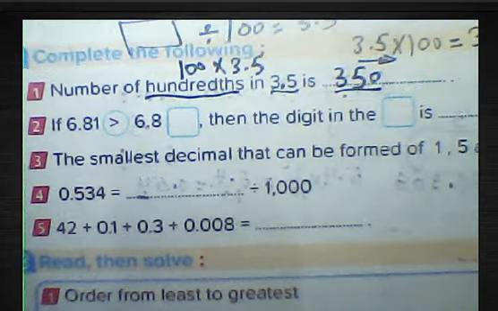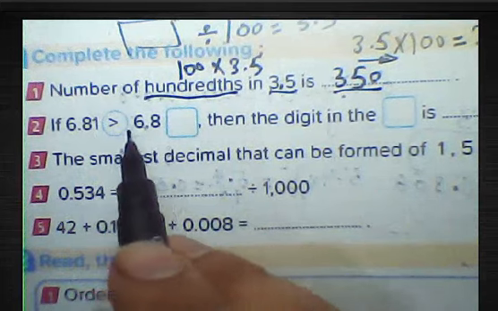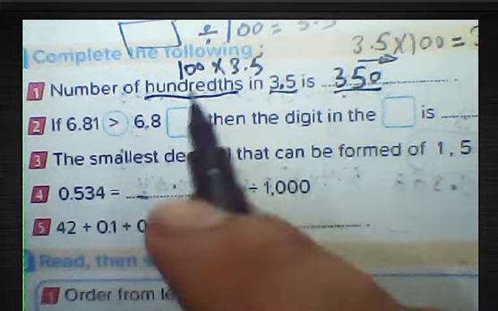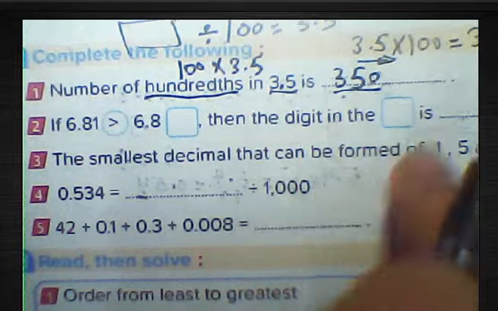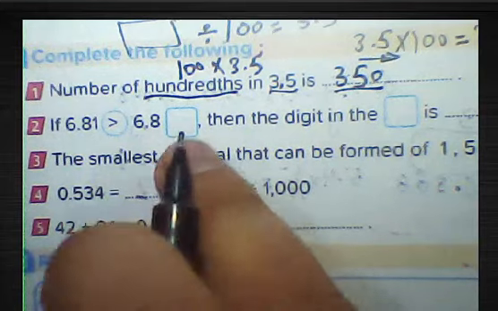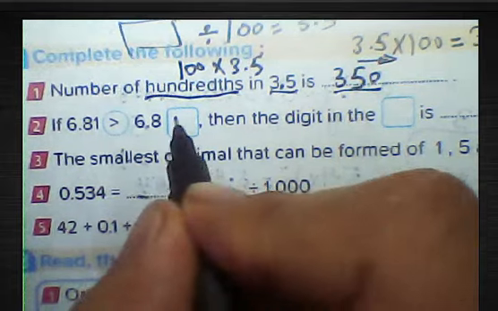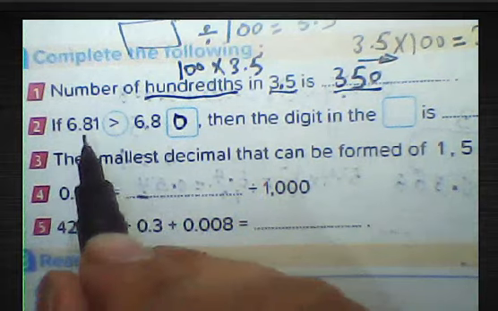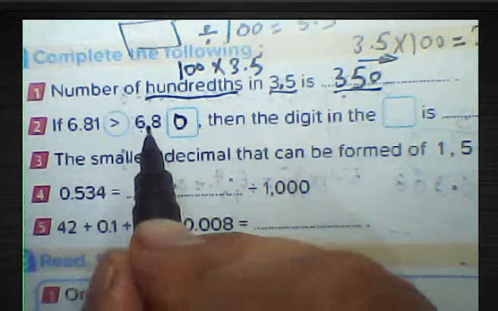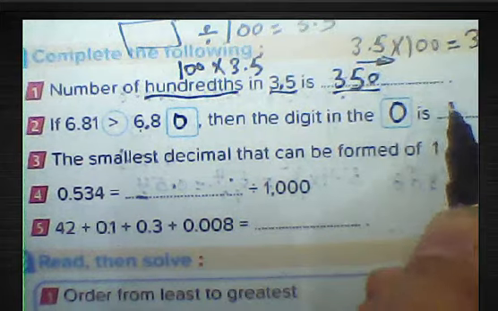Question number 2. If 6.81 greater than 6.8 space, then the digit in the space equals what? We must write here 0. We must write 0 here, because 6.81 greater than 6.80. We can write 0 in the space.